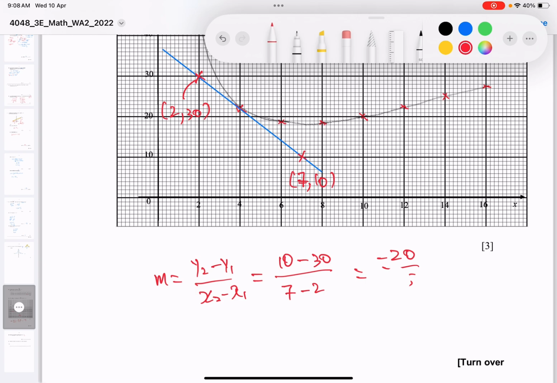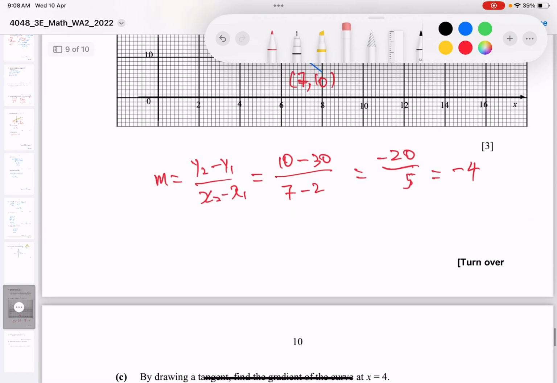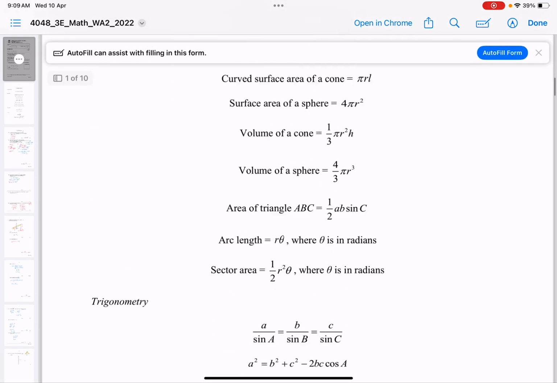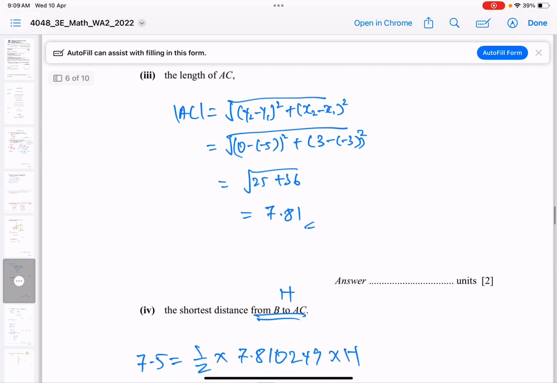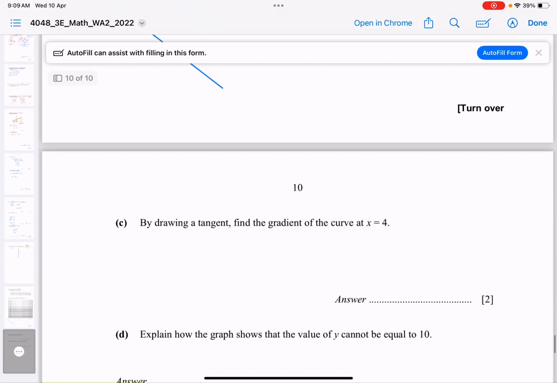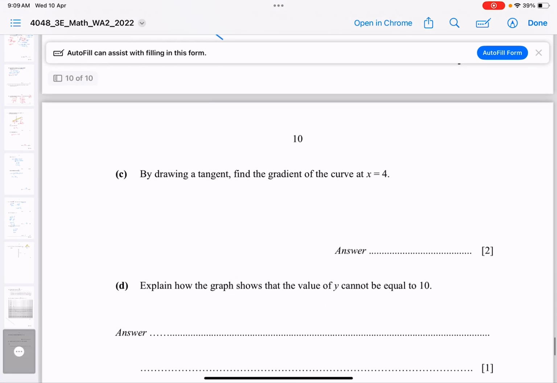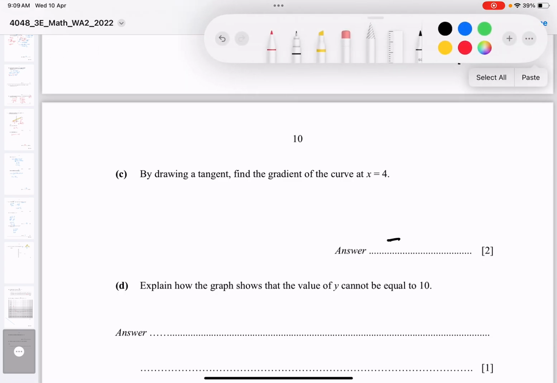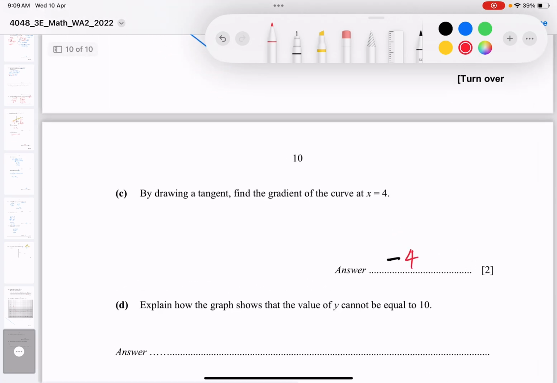Okay, so let's finish this. So my answer is negative 4. Is negative correct? Yes, because it's downward sloping. So my gradient is this. I don't know what's wrong with my iPad. It keeps disappearing. Alright, so we have found that the gradient is negative 4. Okay, it's negative 4, right? Or is it negative 5? I can't remember. But you guys know.